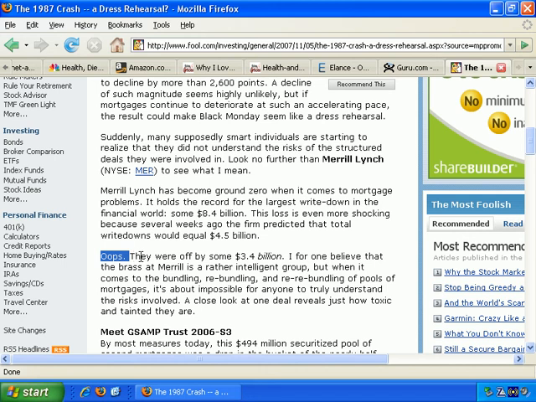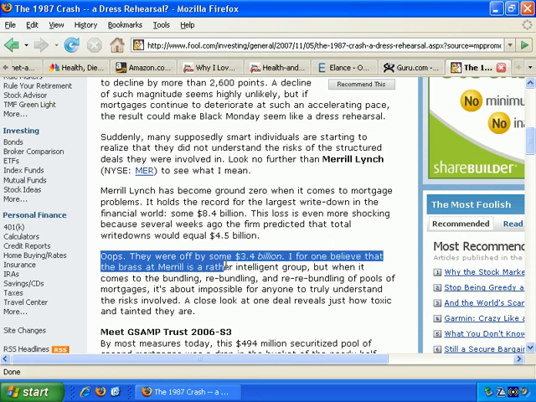For example, oops, they were off by some $3.4 billion. I, for one, believe that the brass at Merrill is a rather intelligent group. You can see that it's very conversationally written, so that can help your articles be very readable as well.